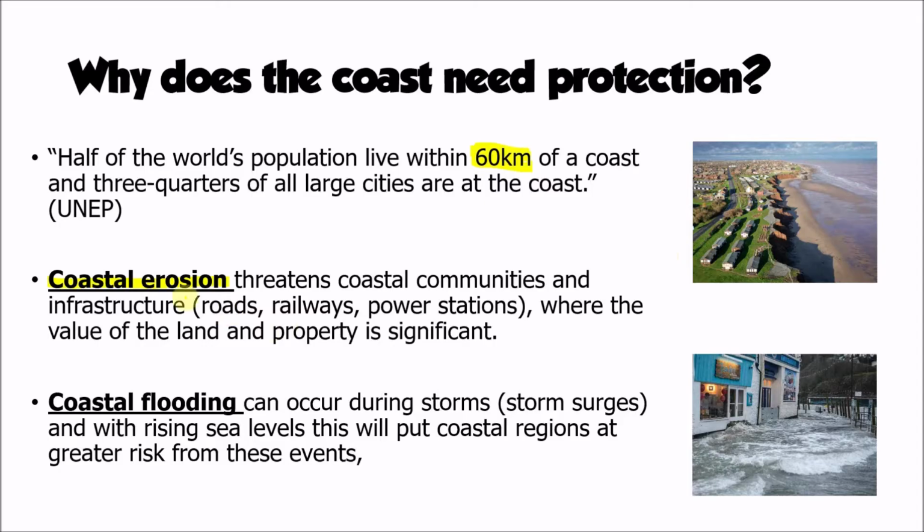The other problem is coastal flooding. This occurs when we have storms at the coastline, often bringing with them storm surges, so very high waves and almost like a wall of water that's blown towards the coastline during strong storms. As a result of rising sea levels, those storm surges are going to become more common and put those coastal regions at more risk in the future. So when we think about the different techniques we can use to manage the coastline, we're thinking about managing these two problems. Firstly, erosion, but also coastal flooding.